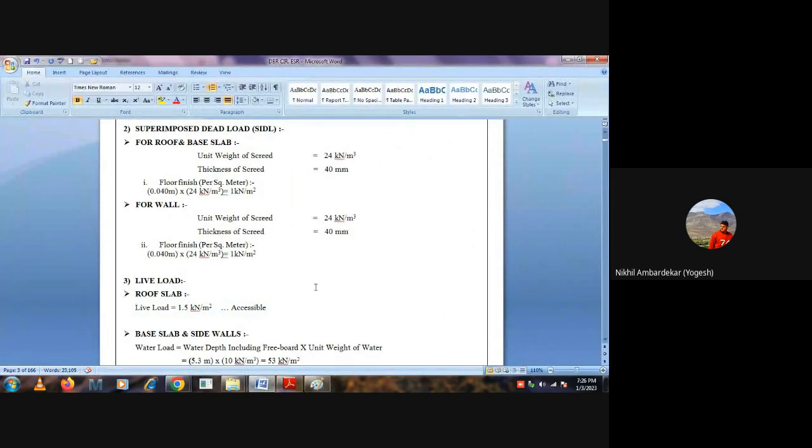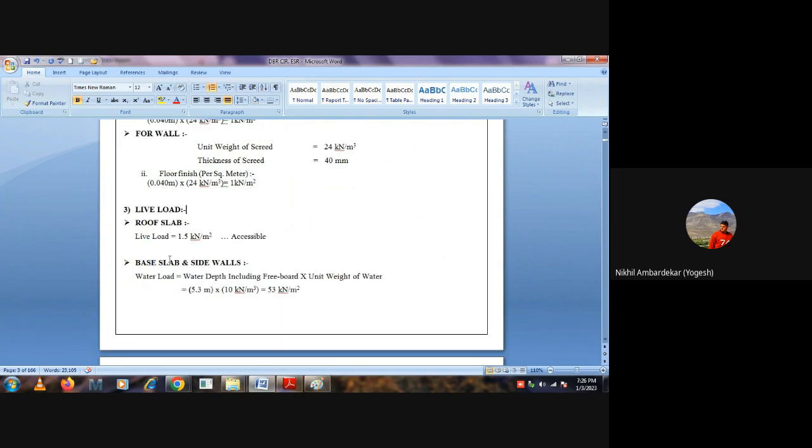If it is not accessible, in that case we can just consider 0.75 kilonewton per meter square live load also. But okay, assume it's accessible, so we'll go with 1.5. Now, weight of the base slab and side walls.